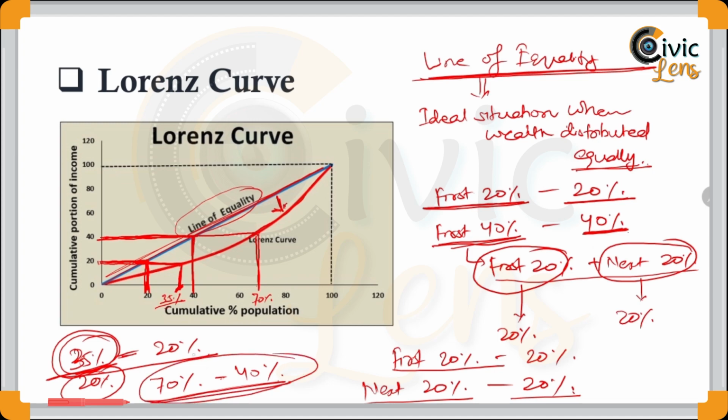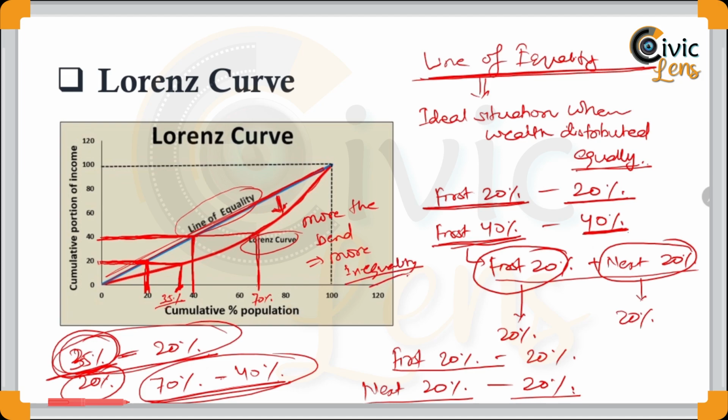So the income is not being distributed equally on the Lorenz curve. That is how the Lorenz curve represents inequality. You can visualize that the more the curve bends downwards, the farther it is from this line of equality, and the more the inequality. So the more the bend, the more the inequality.